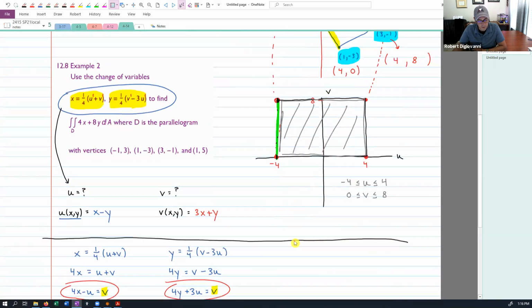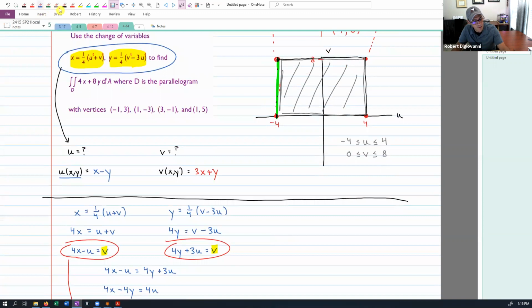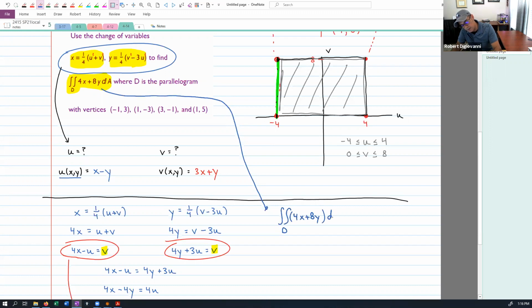All right, now I need, oh, the integral's right there. Okay, so here's what we're trying to do. We're trying to do this integral, okay? So to do that integral, the double integral over d of 4x plus 8y with respect to area will become a new double integral over, let's call this d tilde, okay? This new region, I'm going to call it d tilde. It's not d, it's d under the transformation, all right? So it's a new double integral, and then what it'll be, I'm sorry, it's a new region.